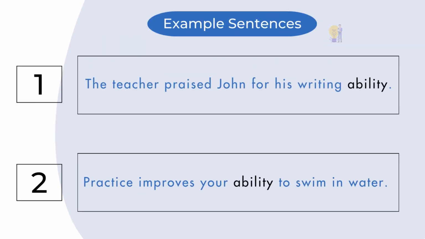The example sentences are: Number 1. The teacher praised John for his writing ability. Number 2. Practice improves your ability to swim in water.